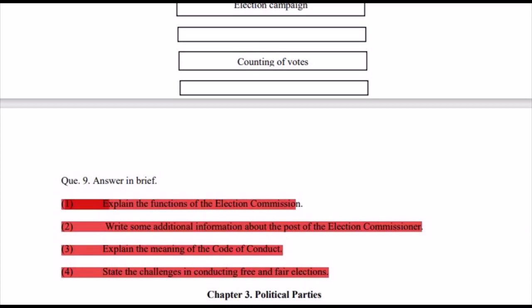Second, to stop misuse of money and muscle power during election. The best example I can give is what is happening in the northern part of India, especially Madhya Pradesh, Uttar Pradesh, and certain regions where the money and the muscle power is used. Third, barring the candidate with criminal background from contesting the election.